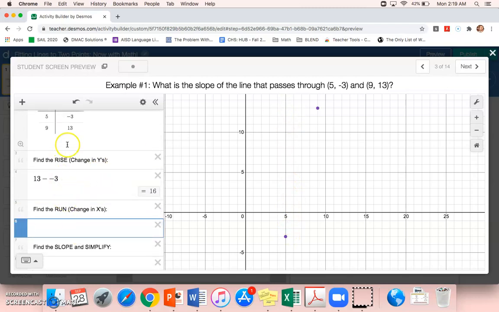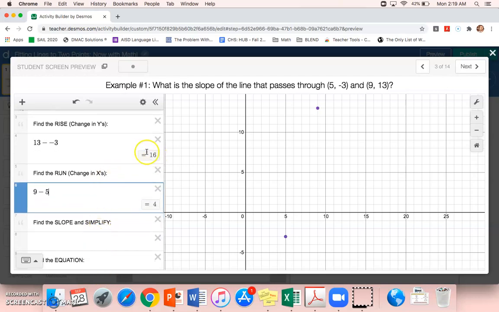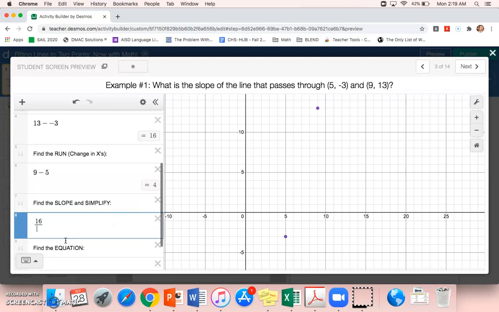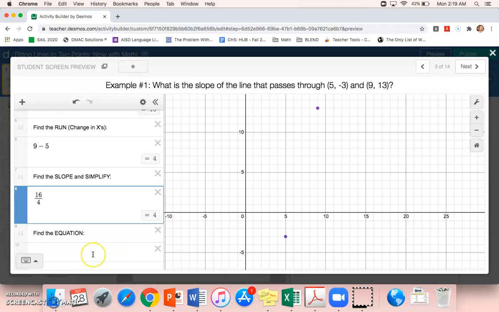Down here, we're going to do the same thing. So notice I started with the 13, so I'm going to come over here to the 9 and start with the new ordered pair. I'm going to subtract the 5. So 9 minus 5 makes 4. We now have a rise and we have a run, right? So the 4 is here, and I'm going to now make a slope. So rise over run. And what I love about this is Desmos simplifies for me, so I know that the slope is actually just 4, because 16 divided by 4 is 4.